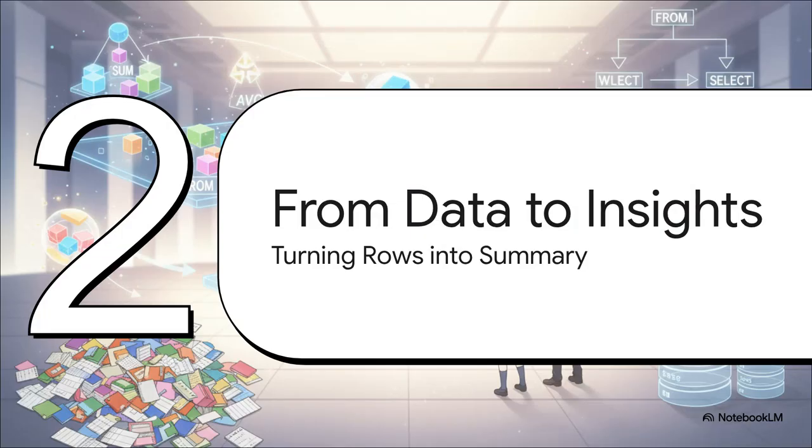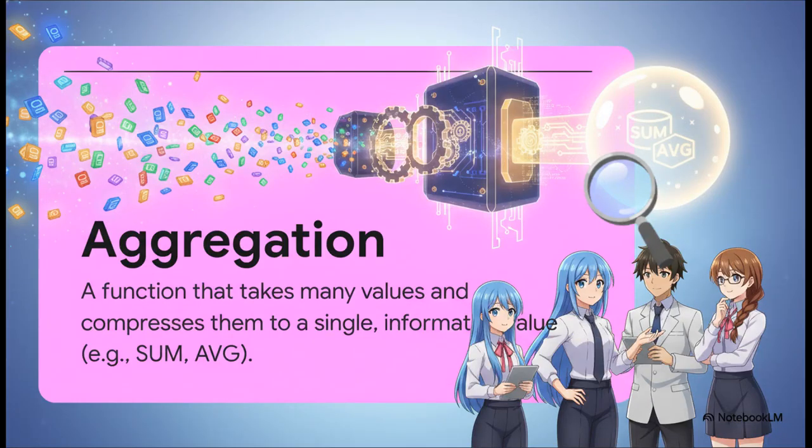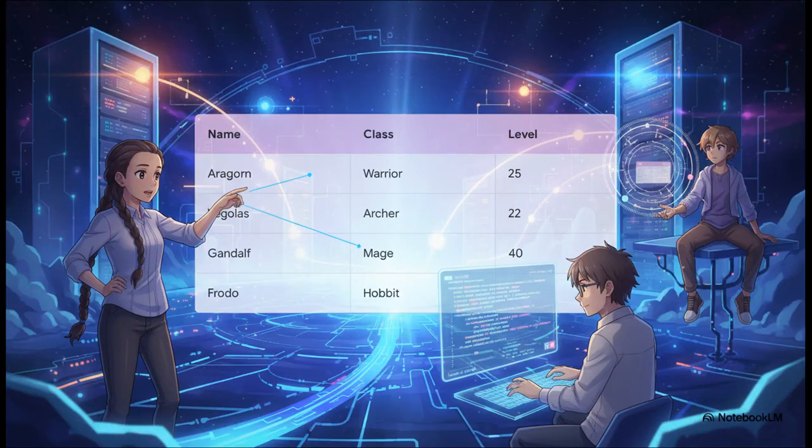Now that we get the logic, let's look at where the real power of SQL comes from. It's not just about pulling out lists of things, it's about creating brand new summaries and insights that didn't exist before. And we do this using aggregations. These are just special functions that can take a whole bunch of values, maybe thousands or even millions of rows, and compress them down into a single really useful number, like the sum of everything, the average, or just a count.